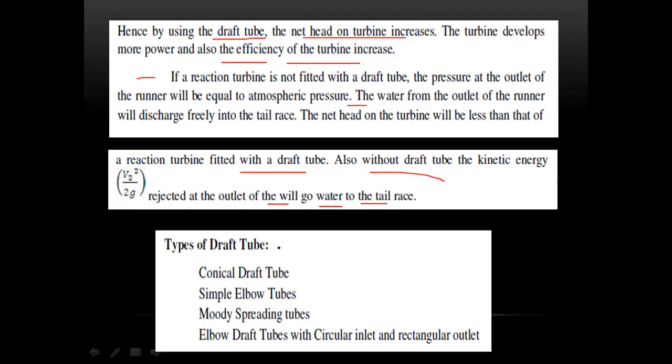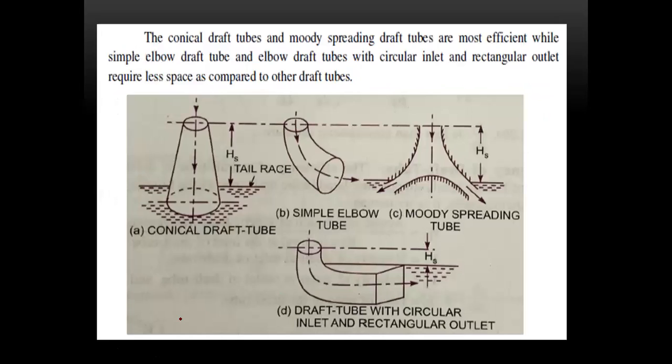I'm doing like this. Then coming to the types of draft tubes, we have a conical draft tube, simple elbow draft tube, Moody spreading tube, and elbow draft tubes. You see the figures of this one. This is a conical draft tube, simple elbow draft tube, it's a Moody spreading tube. This is a draft tube with a circular inlet.